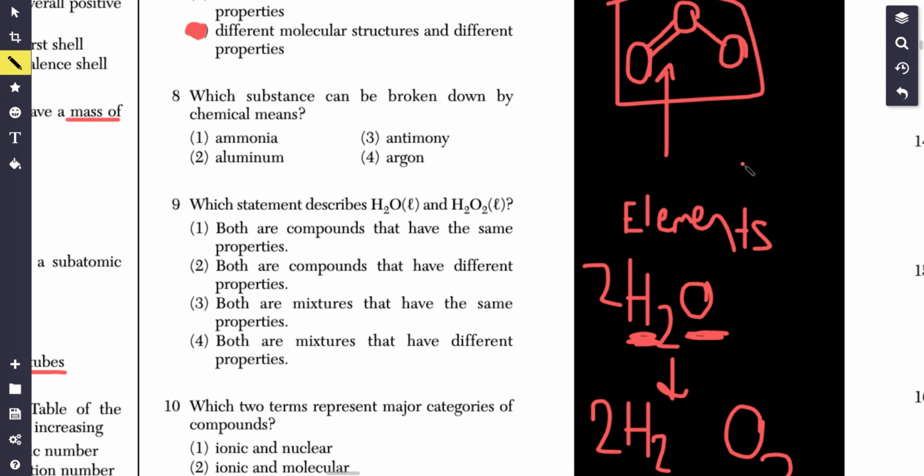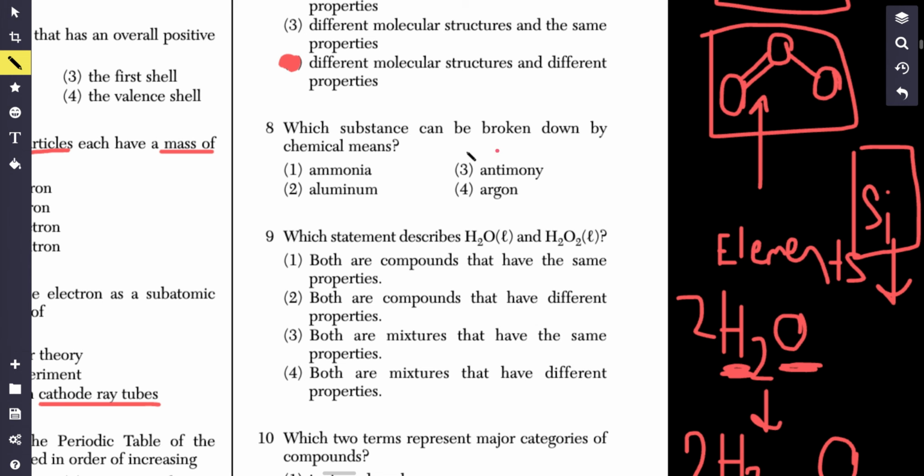But an element itself, let's say if you wanted to break down just silicon, for example. Silicon is right over here. Well, you can't really, because it's just the element by itself. It's not really bonded to anything else. So, which one of these is an element?